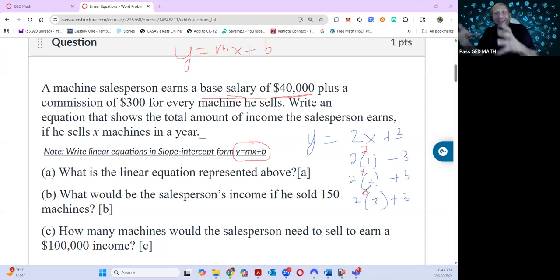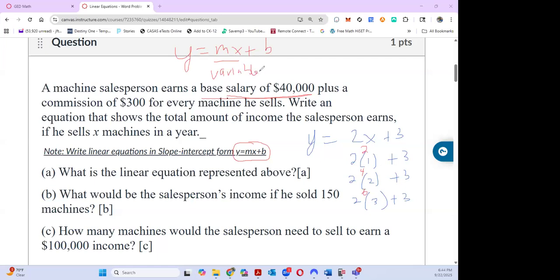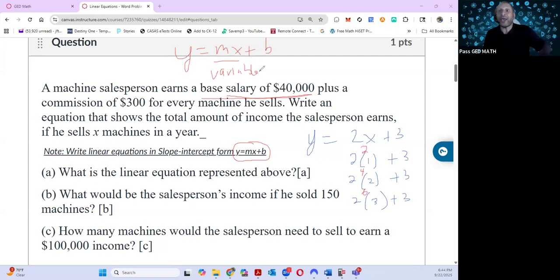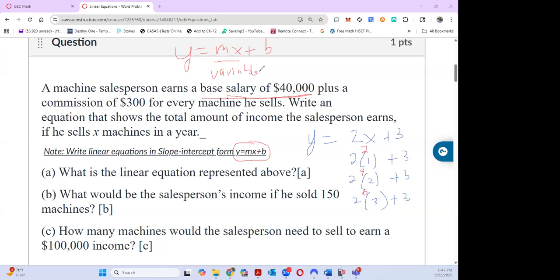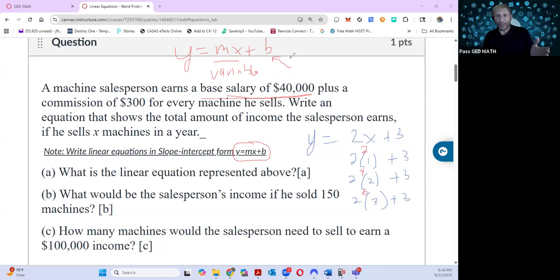But when we simplify it, that term is changing because this term here is a variable. What gives you the clue is that the term contains a variable. This term right here is b. It's not going to change. This is constant. So right away, what's key in what Anna said is, no matter how many machines you sell, you're making a base salary of $40,000. You know your equation is going to be y equals mx plus 40,000, because that's your b.